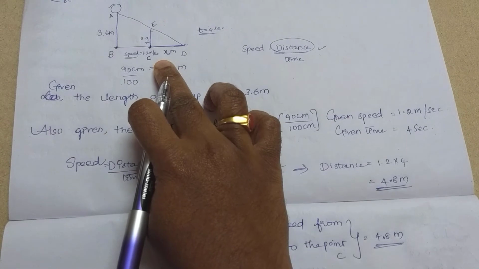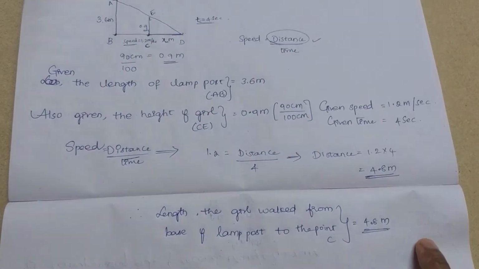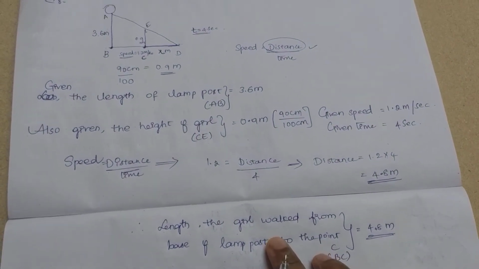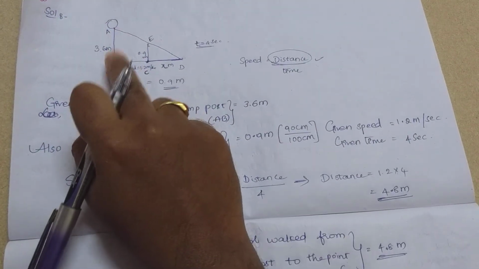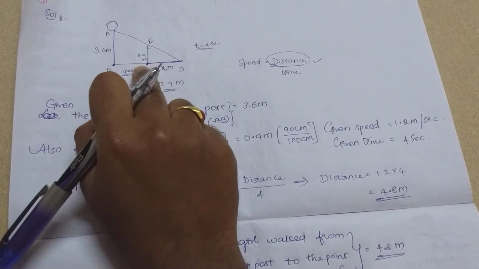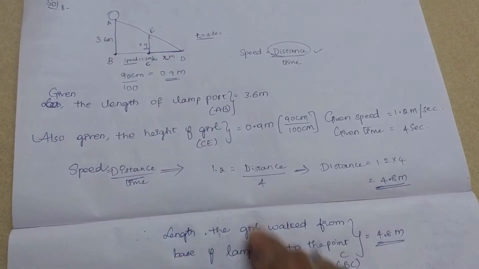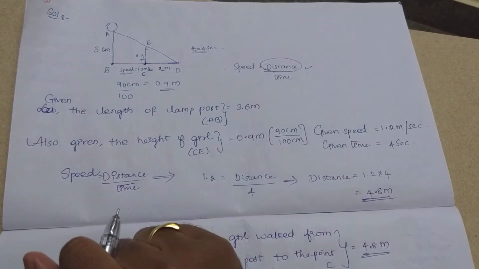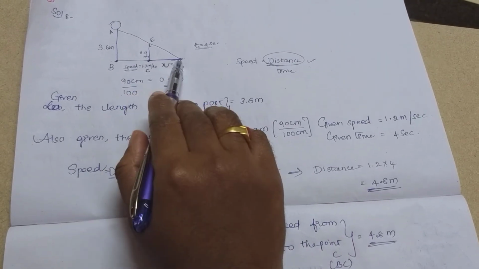So here in the diagram, BC length is 4.8 meters. Write it in the brackets, BC equals 4.8 meters. When you see the diagram clearly, there exist two triangles: one is triangle ABD and the other is triangle CDE. Two triangles are there. They asked us to find the length of the shadow of the girl. It means this, right?